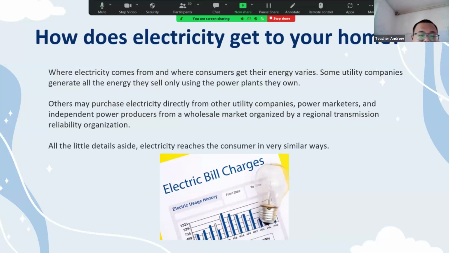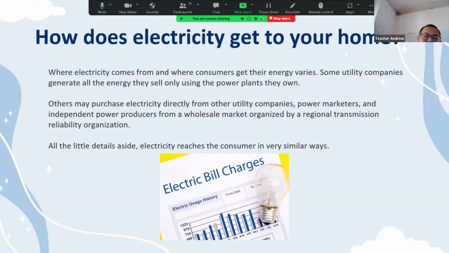Some companies generate the electricity they sell using the power plants they own. So regardless of where electricity comes from, I'm sure there will be a company responsible for supplying this power to your house. And every month, your parents should be paying the power bills to the companies. Some companies have their own power plants, while others buy power from other companies or power marketers just to get some profit on it. So in short, this electricity comes to our house through a company known as a supplier.